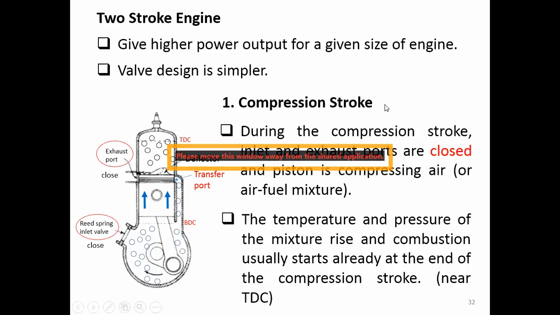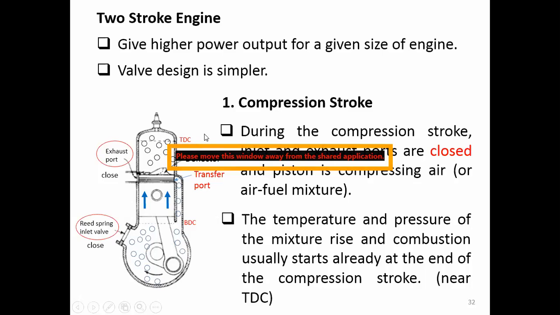Okay. Now let's look at the engine operating cycle. The first one is the compression stroke. Right. So you can see that there is no intake stroke. Right. It starts with the compression stroke. So during the compression stroke, look at this picture. Right. It has the inlet valve here and the exhaust port here. Okay. Imagine that inside the cylinder there is already air or air-fuel mixture.